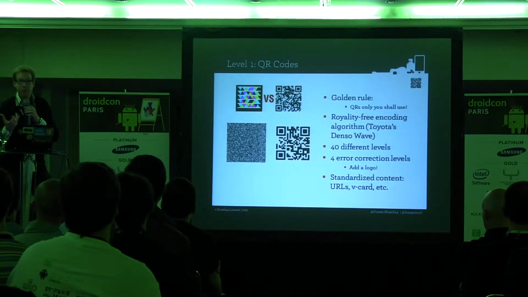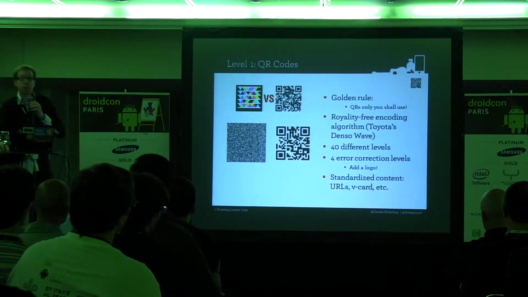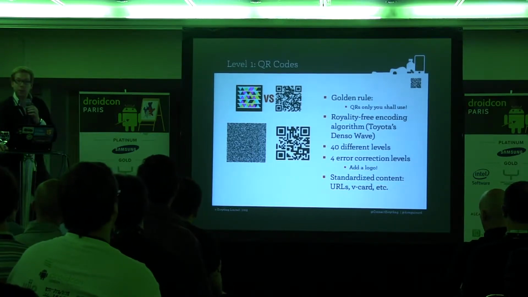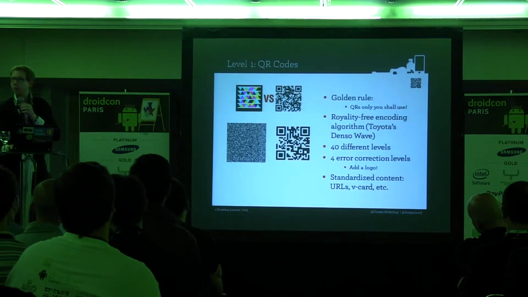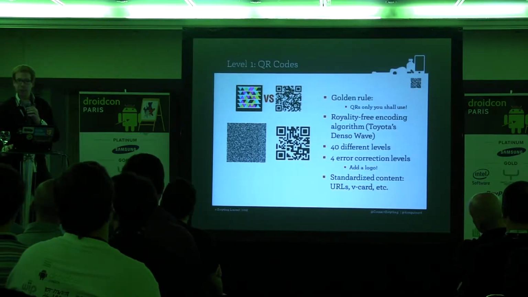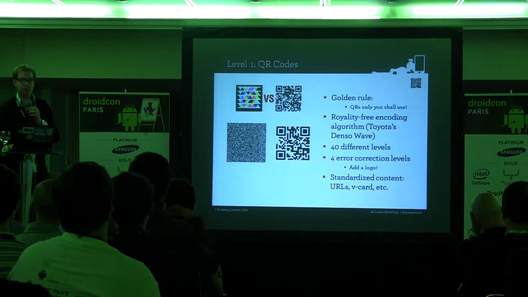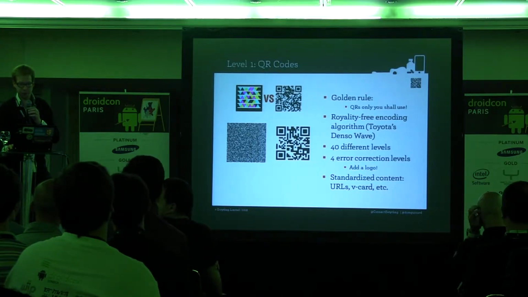And you can use this error correction to actually find the missing bit if there's a logo in the middle. And you can put standardized content. So you can put URLs. There's a way to tell, hey, there's a URL inside that QR code. But there's also a way to tell there's a vCard, right? A business card inside a QR code. And there are about, I think, about 12 different standards.